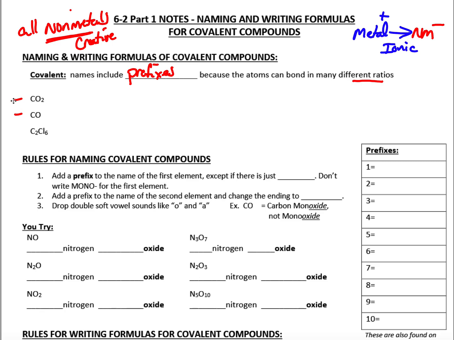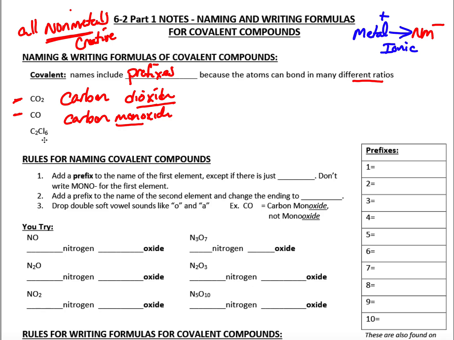For example, I bet you know these first two. This is carbon dioxide. The di told us there's two, dioxide. Two oxygens. We still write oxide, but it's di telling us that there's two. CO is carbon monoxide. And the mon tells us that there's just one oxygen.